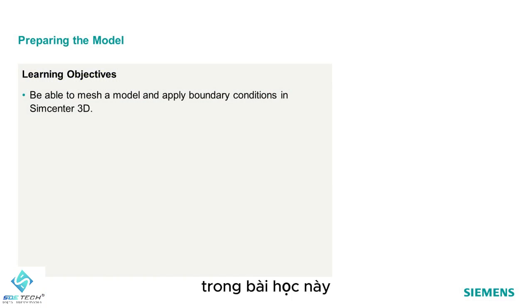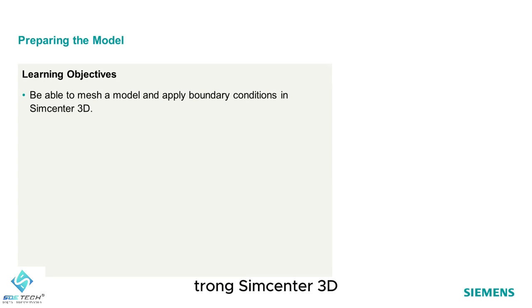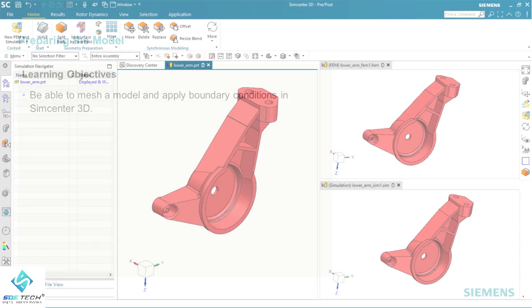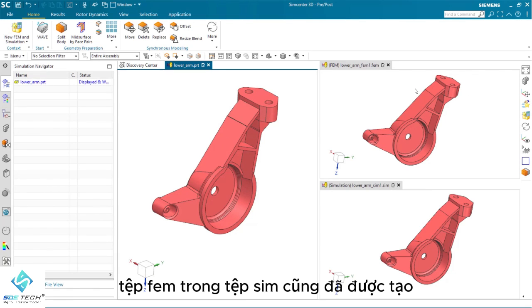In this demonstration, you will learn how to mesh a model and apply boundary conditions in Simcenter 3D. We have our part open. The part file is the active part. Then we also have the FEM and simulation files already created.